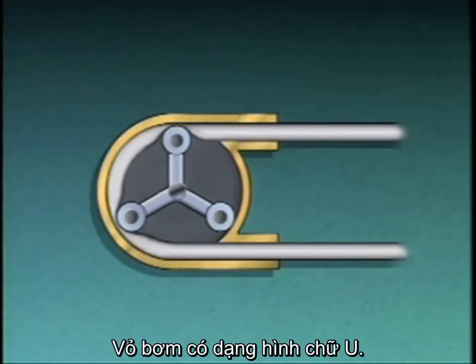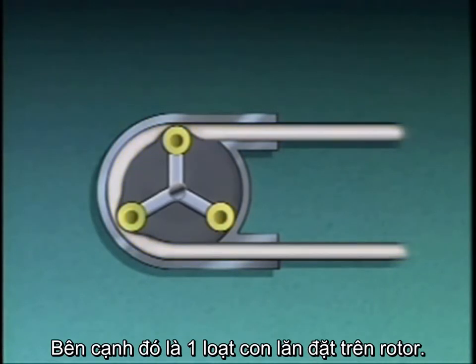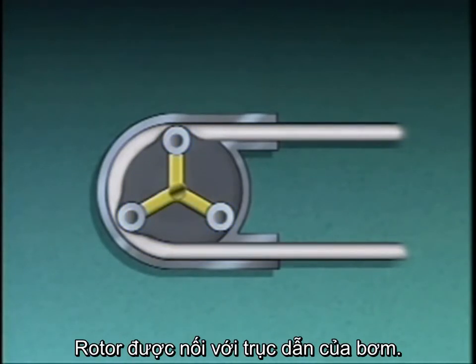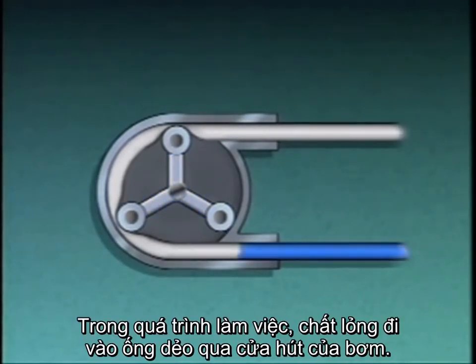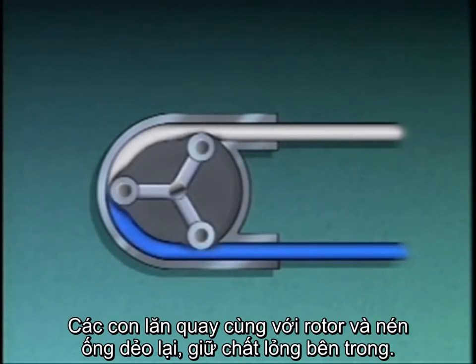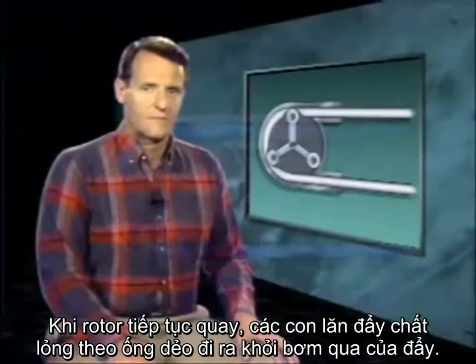On this pump, the casing is in the shape of a U. Inside, the tubing follows the casing's U shape. Also inside the casing is a series of rollers mounted on a rotor. The rotor is attached to the pump's driver. During operation, liquid is drawn into the tubing at the suction of the pump. The rollers turn with the rotor and compress the tubing, trapping liquid inside. As the rotor continues to turn, the rollers force the trapped liquid through the tubing and out the pump's discharge.